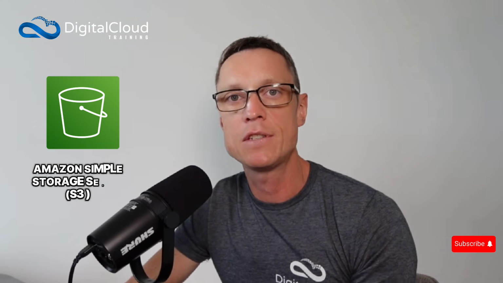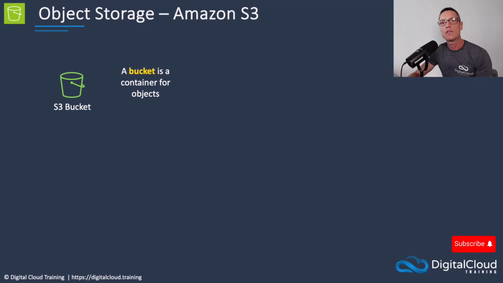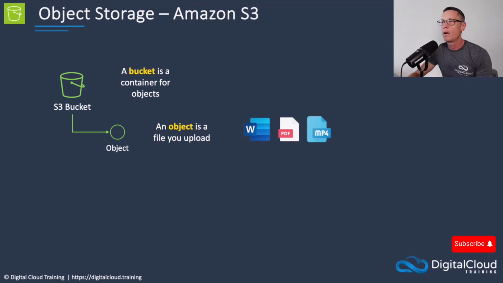Now, another type of storage that's very, very popular in AWS is the Amazon Simple Storage Service, S3. Now, S3 is an object-based storage system. With S3, we create what's called a bucket, and then in that bucket, we store objects. What are objects? Objects are basically just files. So Word documents, PDFs, MP4s, JPEGs, whatever type of file you have, log files, could be pretty much any type of file. So we store objects in the bucket.